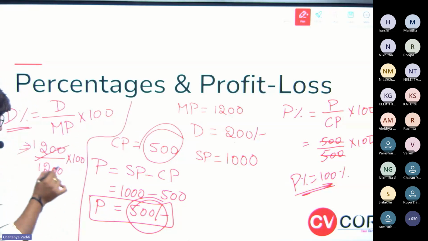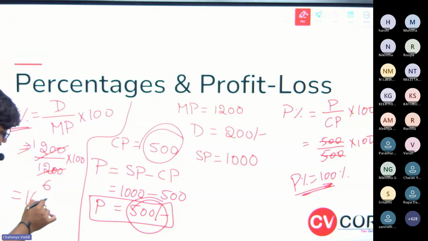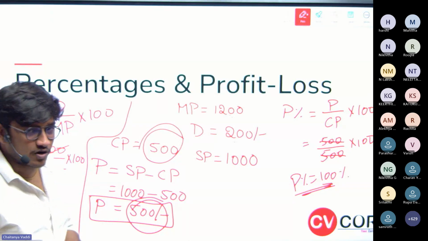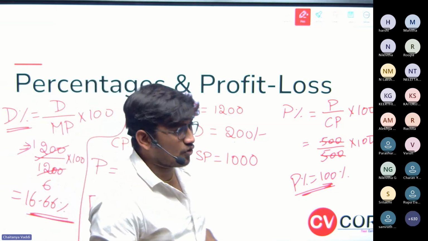Okay, so 200 once, 206 times. If you observe 1 by 6, you should say that it is 16.66%. So we have standard conversions. 1 by 3 means 33.33. Half of 1 by 3 is 1 by 6. 1 by 6 means 16.66.